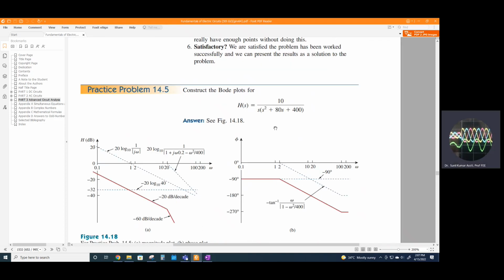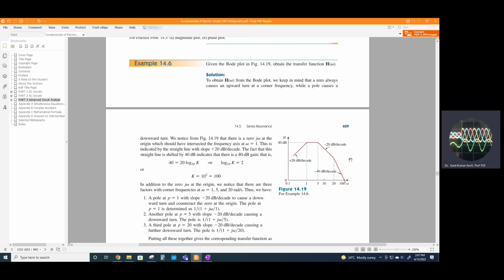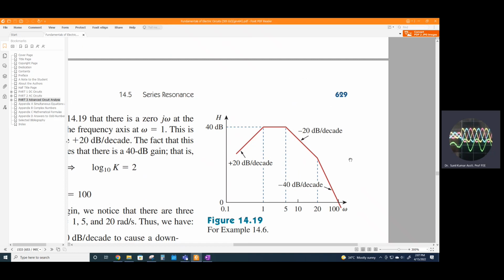This again is a quadratic one. Now, this example 14.6 says that given the Bode plot, obtain the transfer function. It means that now we are given the plot and we need to obtain the transfer function. That means reverse engineering.